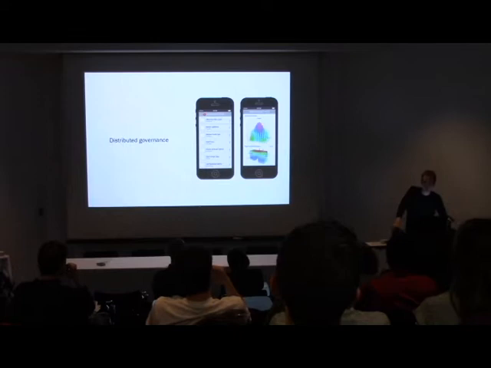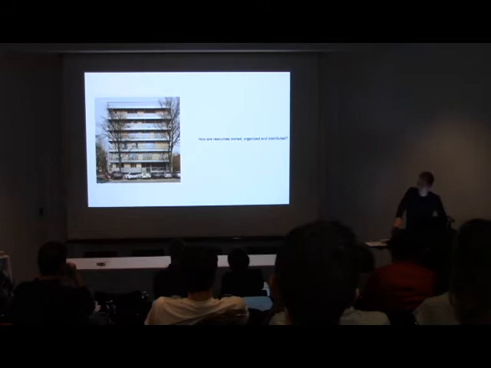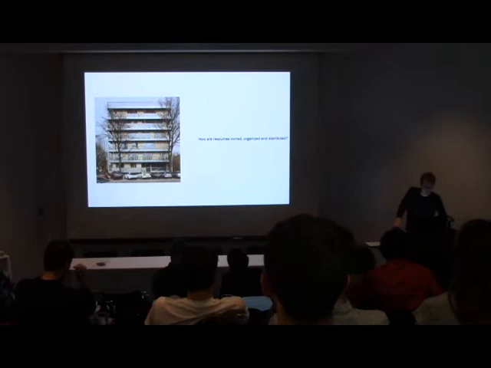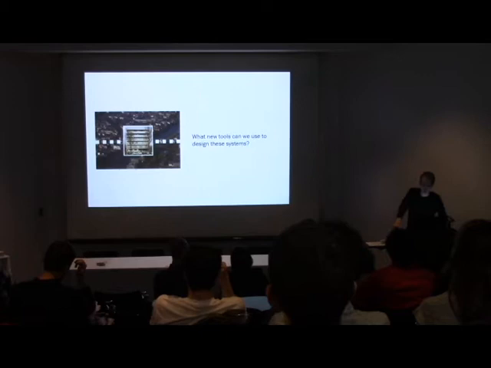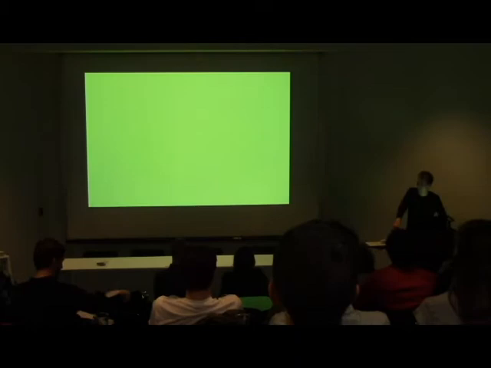So we return to the basic question that we're thinking about tonight. How are resources owned, organized, and distributed? And how does the system of production affect the outcome of design? That's a kind of obvious thing that happens in the production of buildings, but it's not something we often consider as part of the design process. And we should position blockchain as one of many tools that we can use to design these systems. And from that, I'll turn it over to Mike.